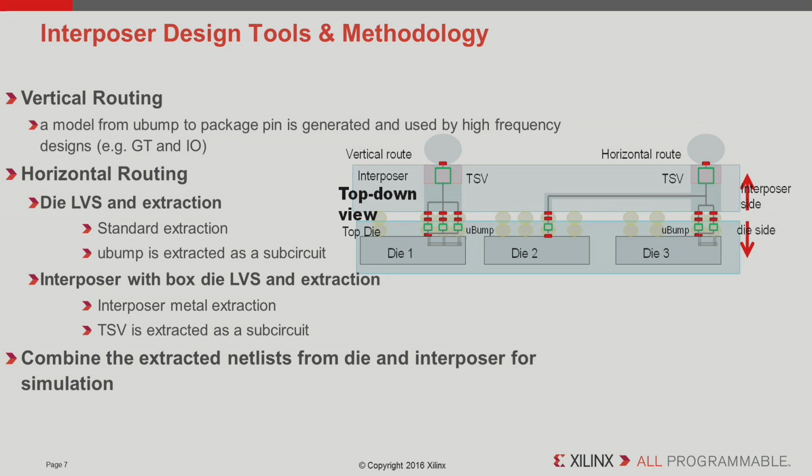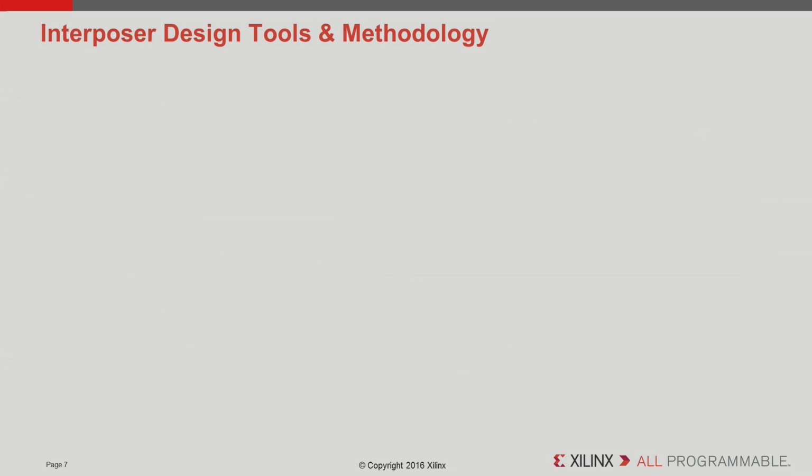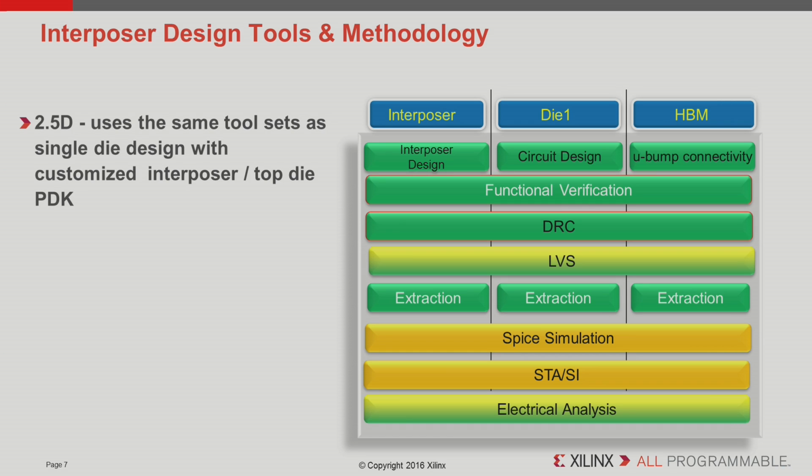So the microbump is extracted as a subcircuit, and you would combine all these different dies into a box die for LVS together with the interposer where you are extracting the metal, right? And then the entire combination goes through the simulation process. On the tool side, we don't use any tools that are different from standard ones from providers such as Synopsys, Mentor, or Cadence. But the PDKs themselves are customized.